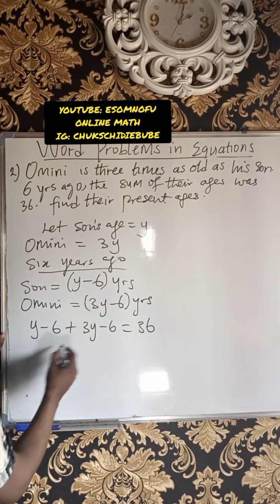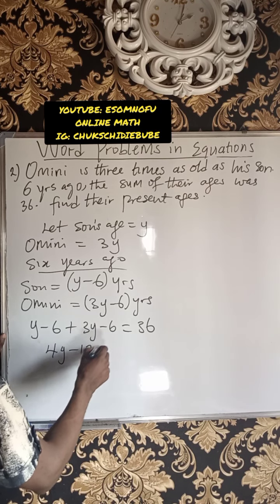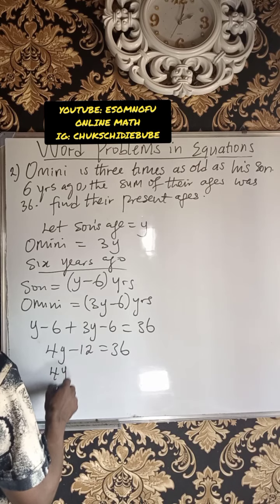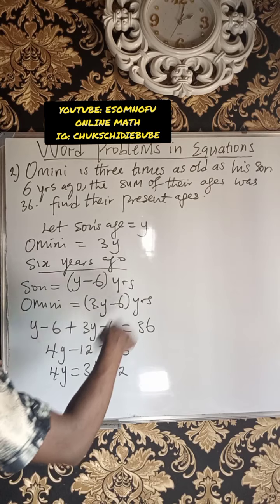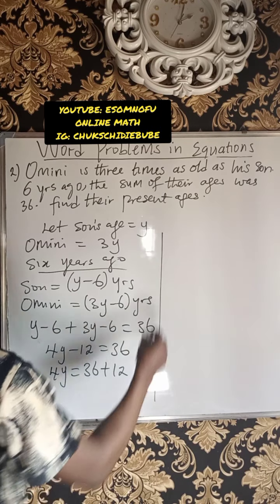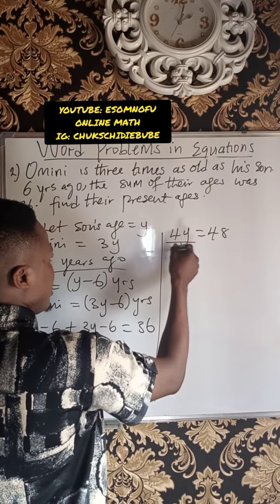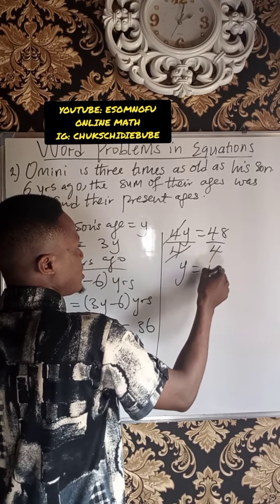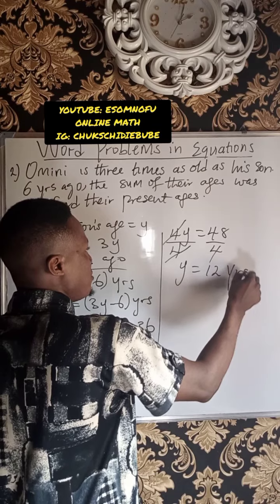Then y plus 3y is 4y. Minus 6 minus 6 is minus 12, equals 36. The minus 12 crossing over becomes a plus. So you have 4y equals 36 plus 12. And 36 plus 12 is equivalent to 48. Hence, 4y is equal to 48. I'll divide both sides by 4. And when I do that, you can see that y is now 12. Same thing as number 1. And y is the son's age. The son is 12 years.